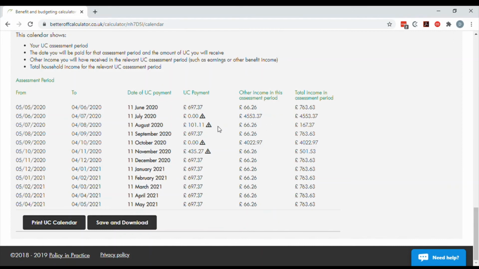And then in August, we can see that that large grant is still impacting the universal credit payment, so it's just really quite low, just £100. And then other income in this period as well is just £66. So overall in that period, they're really receiving not nearly as much as they usually would.